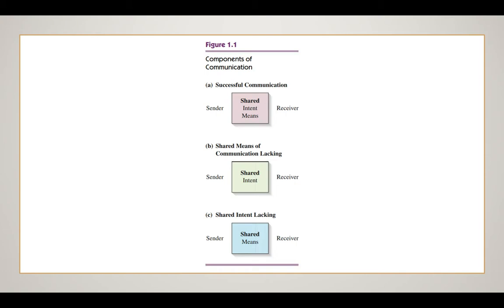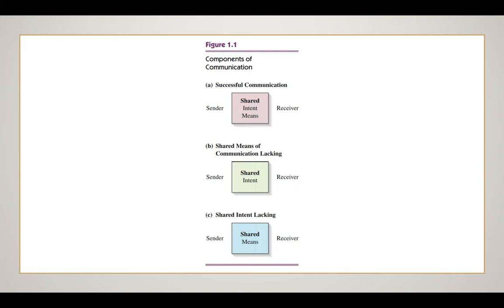You know what? I messed that up. I was reading the top. Okay, stick with me. If you have a shared means lacking, that means that you don't have the same language. A good example of that would be, so that's B again, sorry.